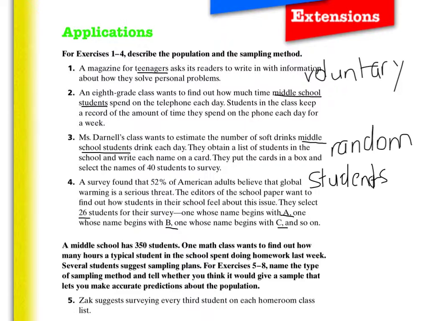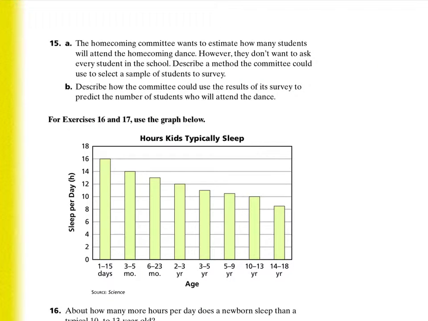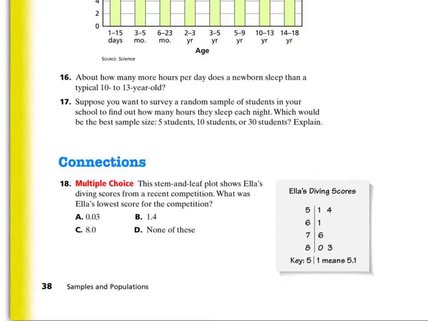18 through 20, 18 and 20. Okay, so number 18 is multiple choice. This stem and leaf plot shows Ella's diving scores from a recent competition. What was Ella's lowest score for the competition? So in looking at number 18, the answer is going to be D. D is going to be the answer for number 18.